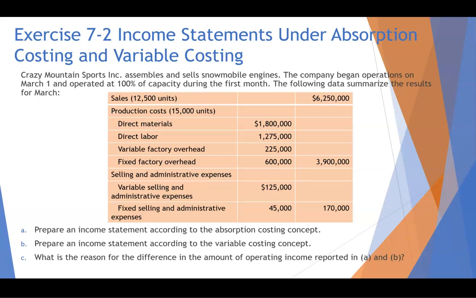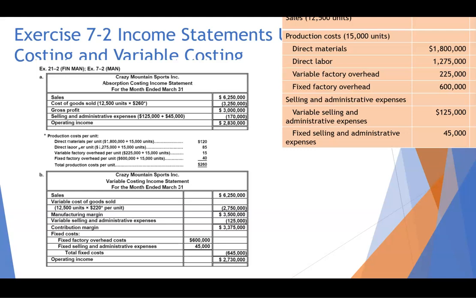This exercise, Crazy Mountain Sports, assembles and sells snowmobile engines. The company began operations on March 1st and operated at 100% capacity during the first month. The following information summarized the results for March. So we've got our sales at 12,500 units, our production of 15,000 units, and then we've got our various selling and admin expenses. So the first thing we're going to do is prepare an income statement under absorption, then under variable, and talk about what the differences are.